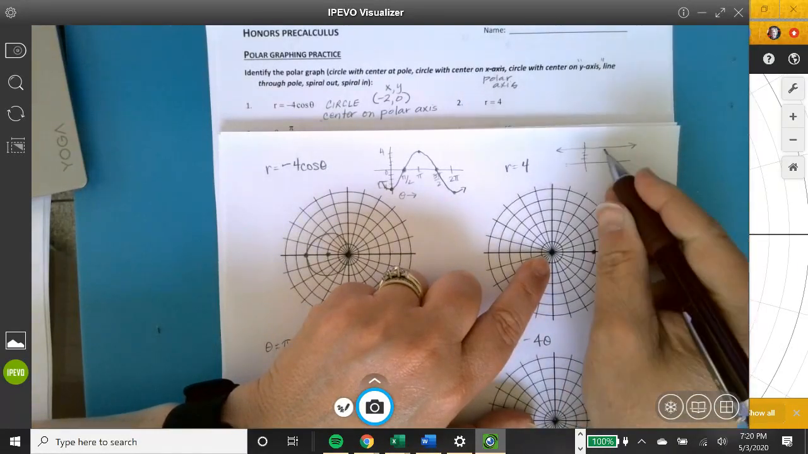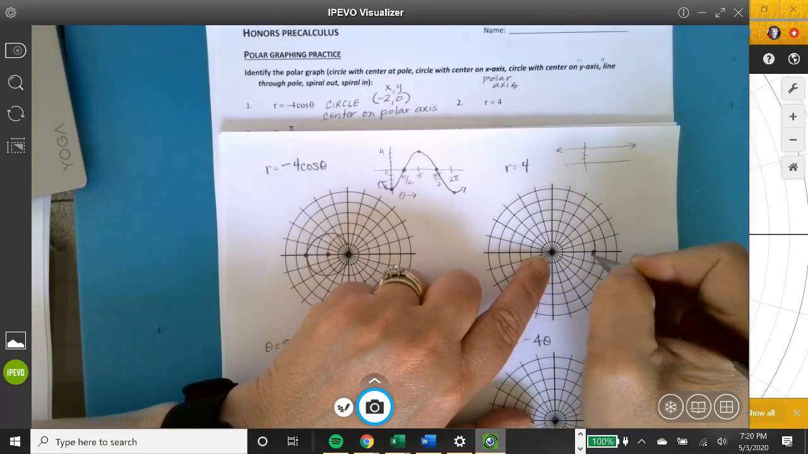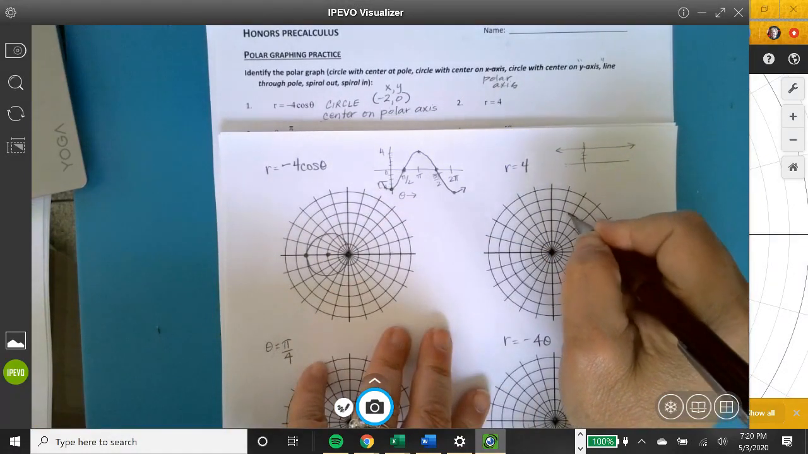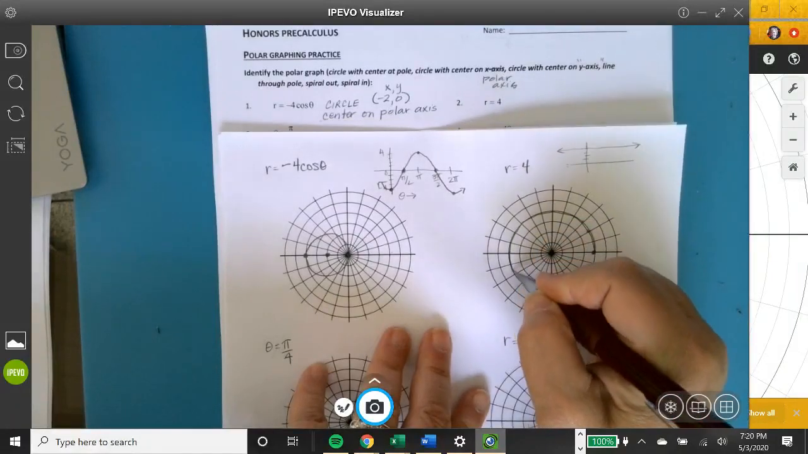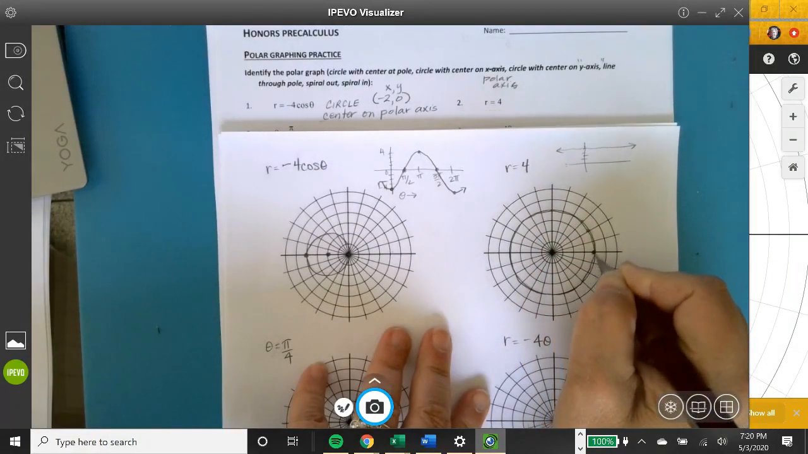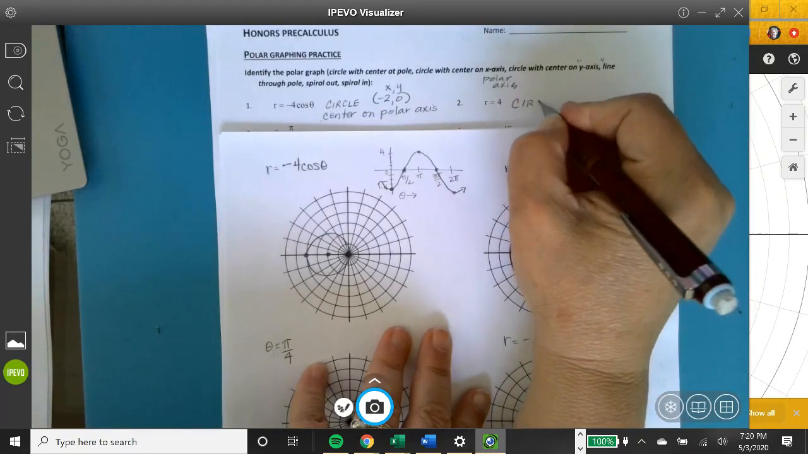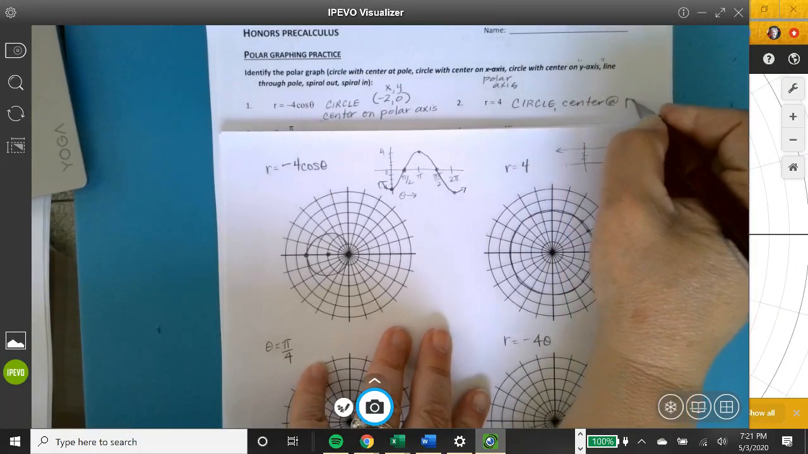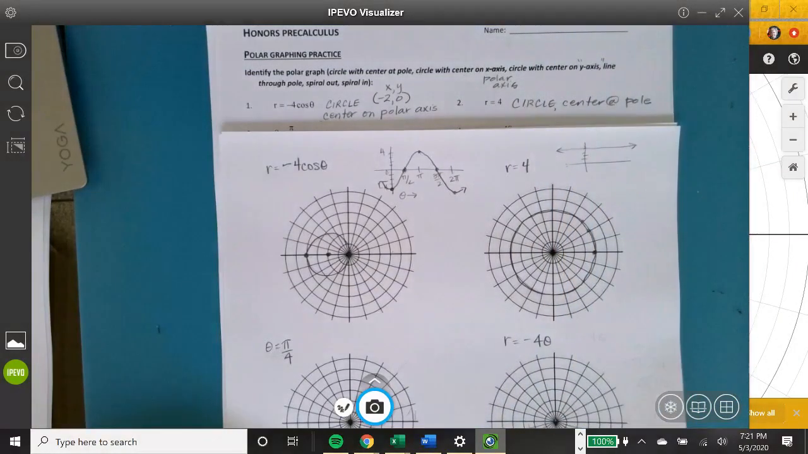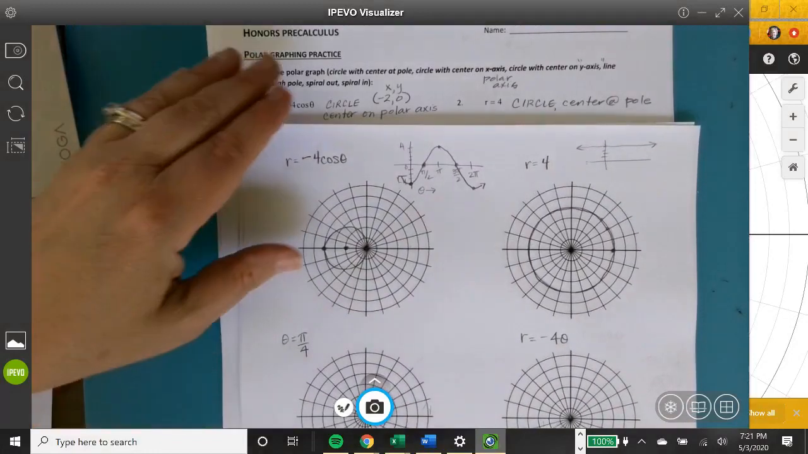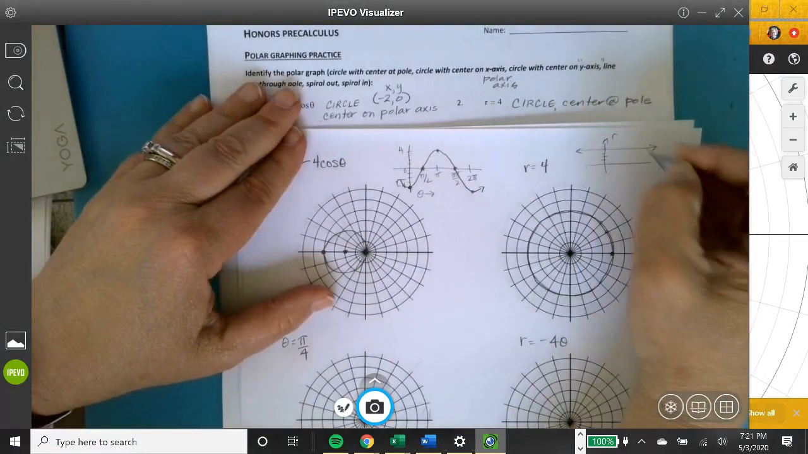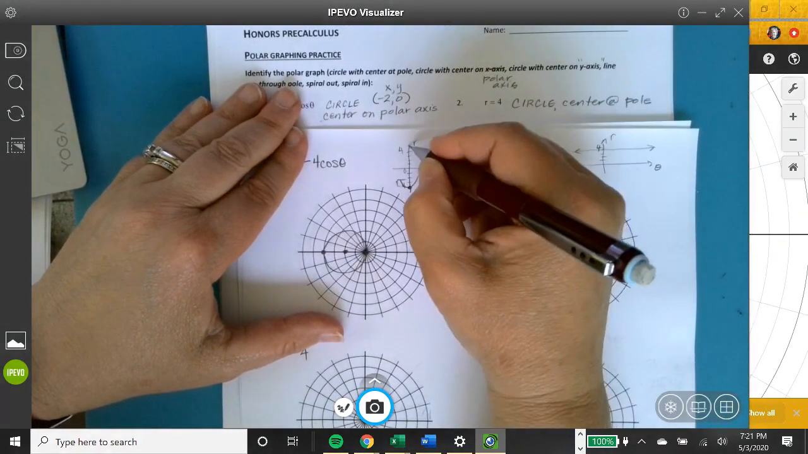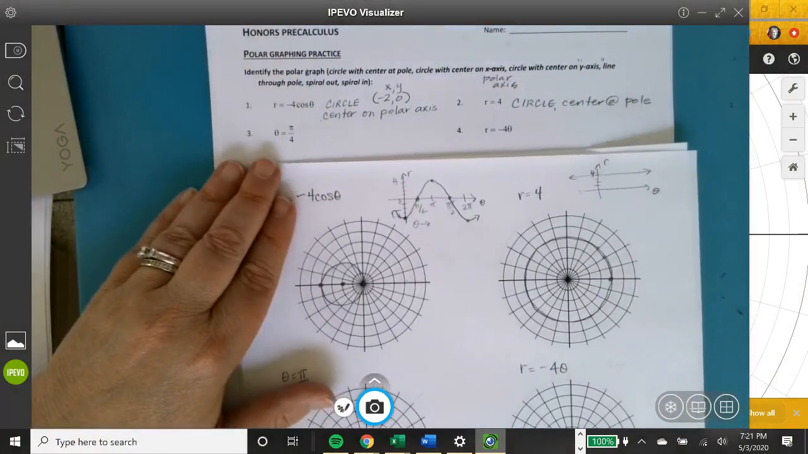Theta is pi over 6. What is r? 4. So go 4 at pi over 6. Pi over 4. Pi over 3. So do you see how this is a circle? I can draw a circle. This one is a circle with a center at the pole. And so when r is equal to a constant, you're going to have a circle centered at the pole. I should label this as r and theta to be precise, and this is 4, and this is r and theta. Okay?